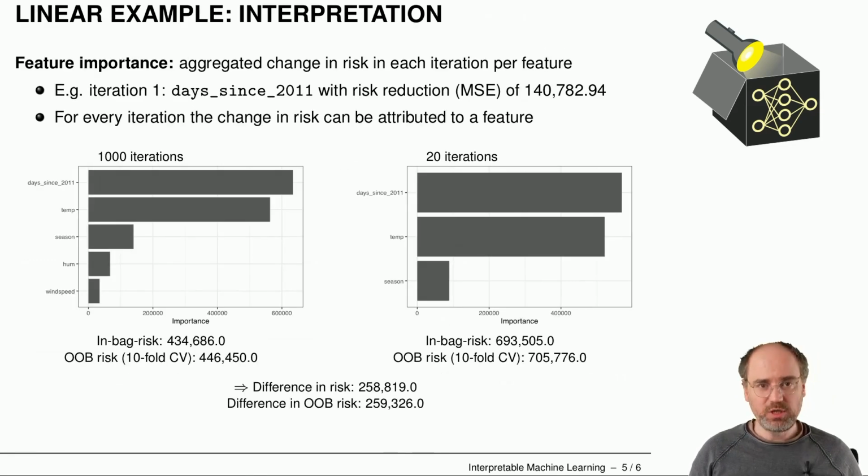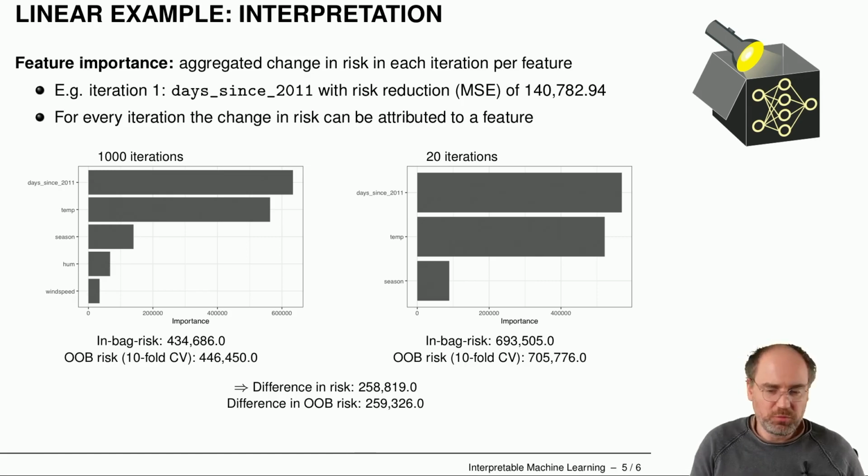So what else can we do? We can also interpret feature importances. Even for the selected features, we can now additionally compute feature importance values. We usually do this by aggregating the change in risk in each iteration where we have selected the feature. So if we are in a certain iteration and we select a feature, we just monitor how much our risk is reduced by adding in that feature.